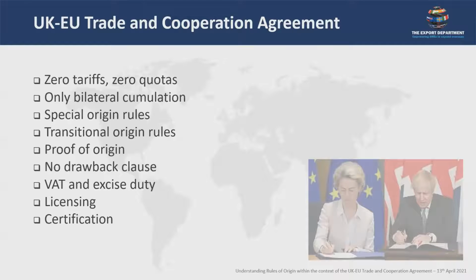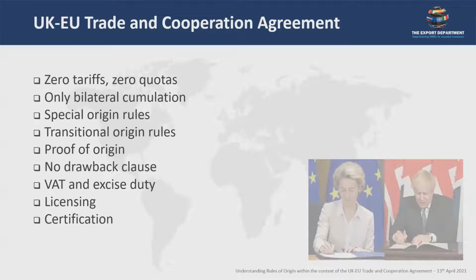In terms of proof of origin, we've got the notion of a statement on origin, which is issued by the exporter, or we've got importer's knowledge to certify that the goods meet certain origin rules. So the exact verbiage to be used is in the Trade and Cooperation Agreement. And it's certainly more flexible than under other EU free trade agreements. So there's no requirement for approved exporter status or anything like that. But there are significant record keeping requirements that you need to be aware of, that we'll come back to in a second. There's also no drawback clause.